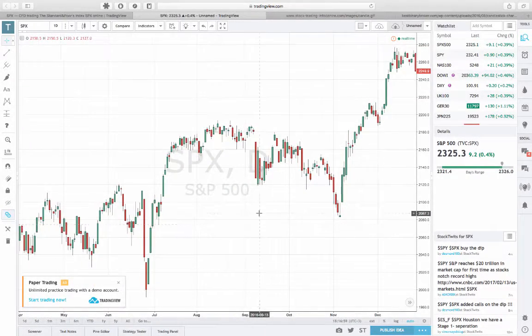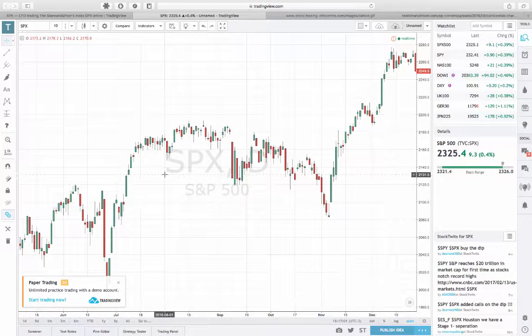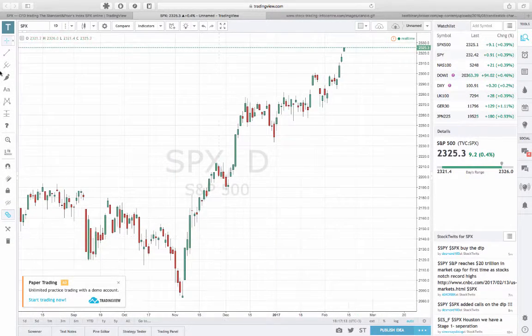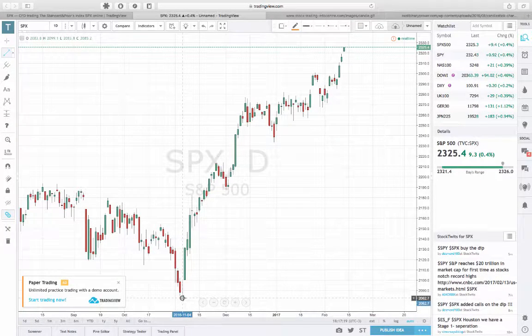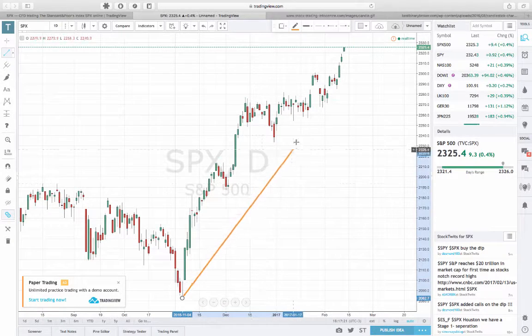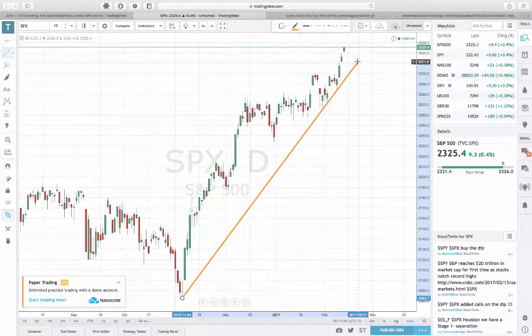So if we move to November, from August to November, let me draw some lines. If you look on the left here, you'll see that there's a trend line. So let's come back here to over here, and we're going to draw one trend line. When we draw trend lines, we're always going to start at the low, and we're going to connect it to another low. So here you can see a trend line.